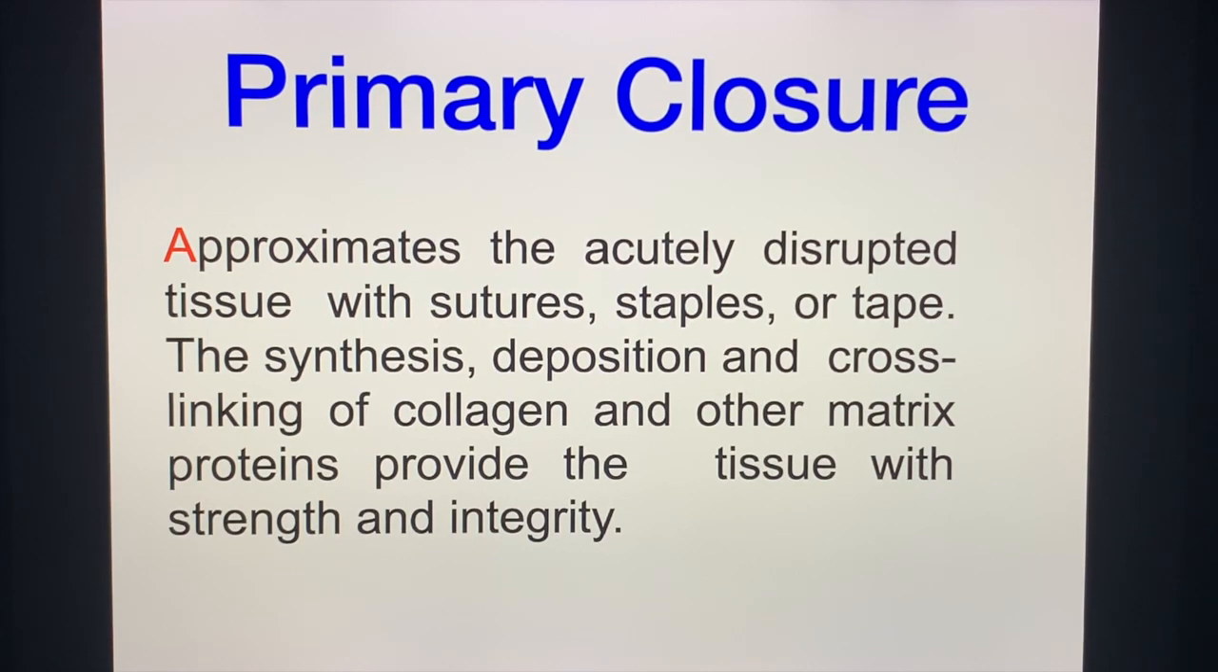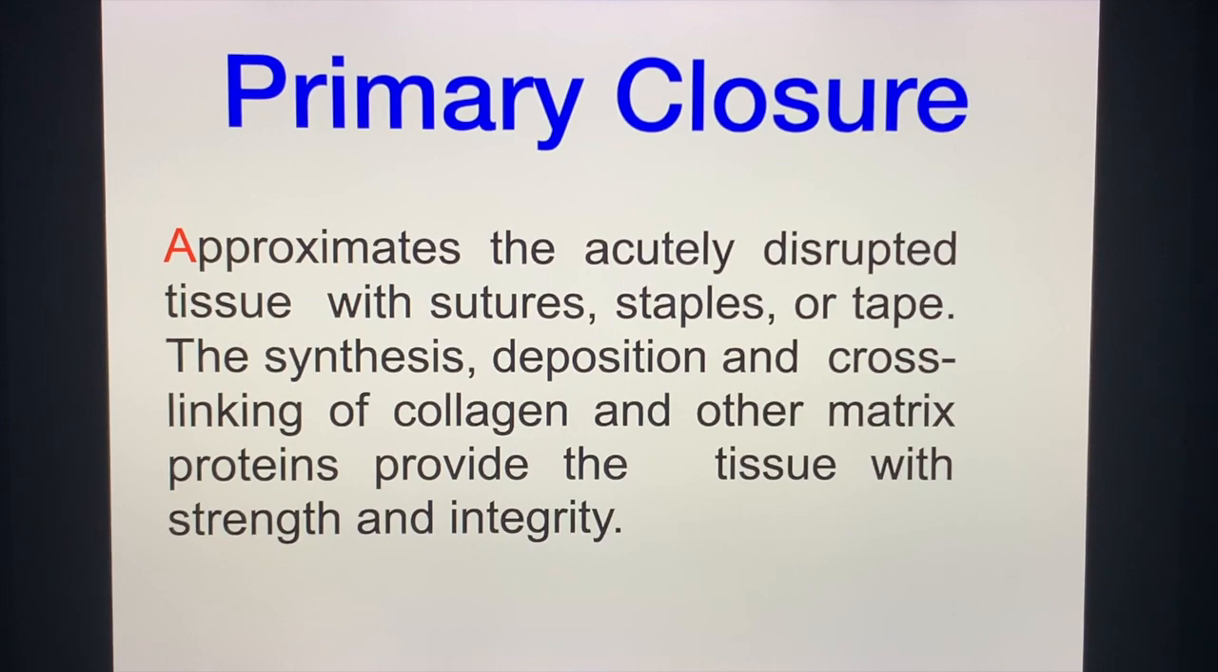Now for primary closure, this is characterized by the use of sutures, staples, or tape. So there's approximation of the acutely disrupted tissue, which is the wound, with the use of either sutures, staples, or tape. And please take note that during the process of primary closure, the role of collagen as well as other matrix proteins is very significant. So the synthesis, the deposition, as well as the cross-linking of collagen and other matrix proteins would provide the tissue with both strength and integrity.